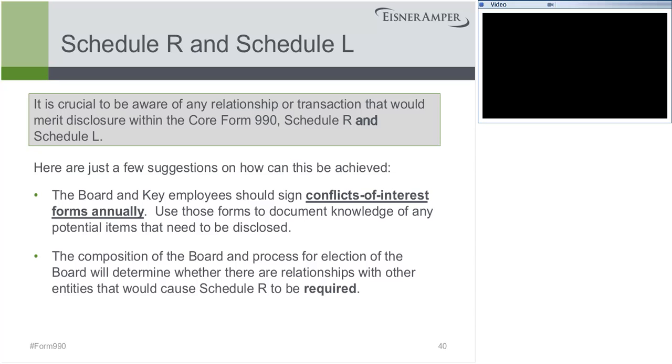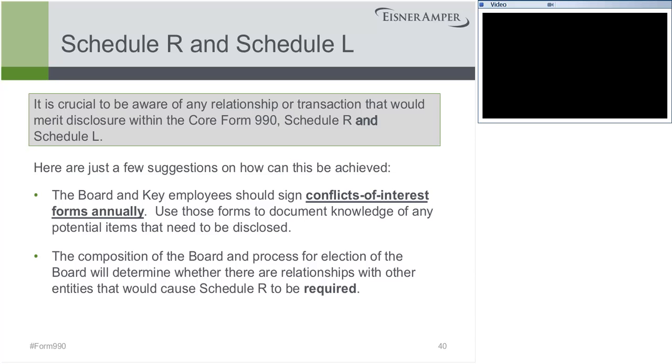right? The only way that you know how to answer the questions in Schedule R and the questions in Schedule L is if everyone has accurately and honestly filled out those conflict of interest forms and somebody has collected them and looked at all the relationships and allows them to make informed decisions, allows a board member to recuse themselves from a vote if they know they have a conflict of interest, right? So signing those forms on an annual basis is very important. The core form of the 990 first says, do you have a conflict of interest policy? Most organizations can check yes to that box.